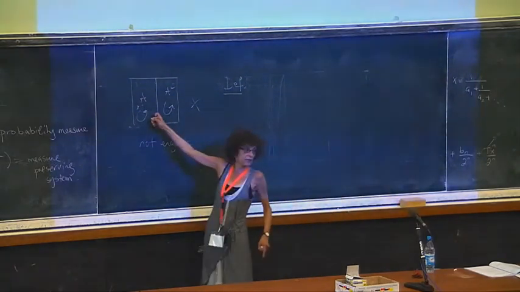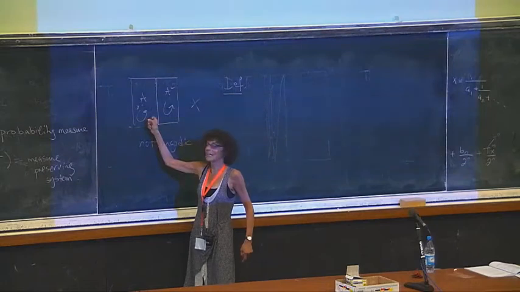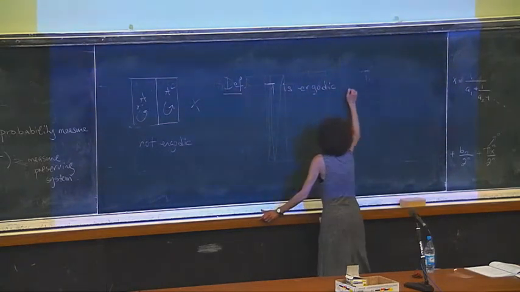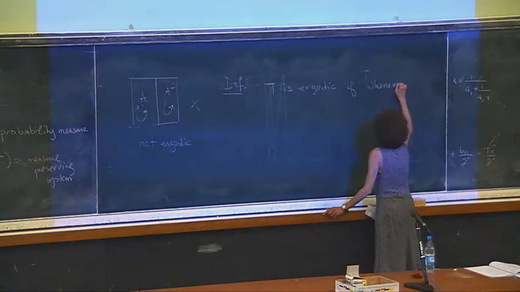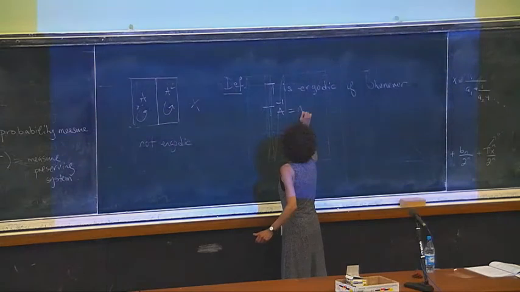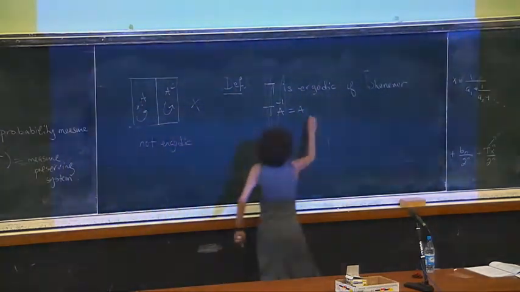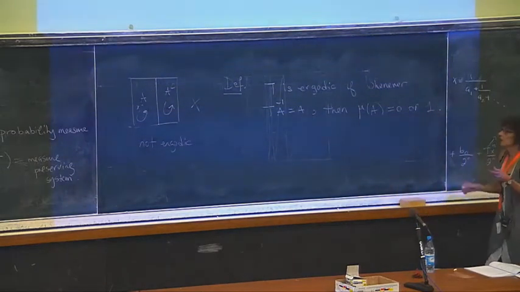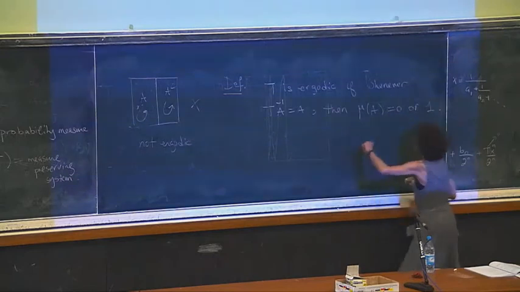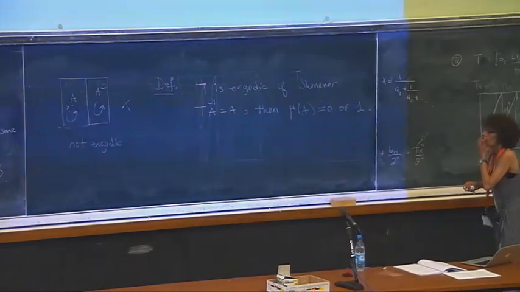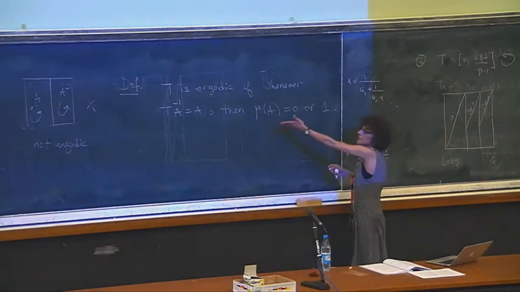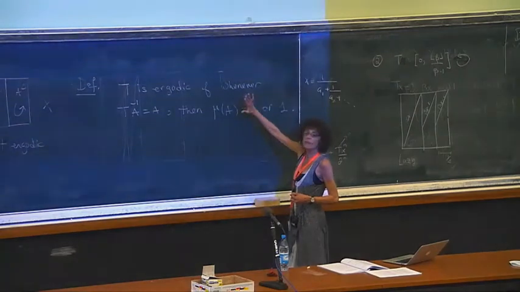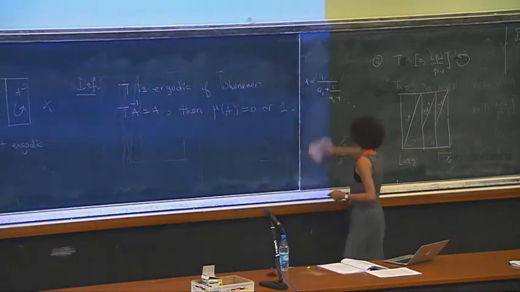So let me write down a rigorous definition, which is really a translation of the negation of this, which says that T is ergodic if whenever T inverse A is A, like in this picture, then the measure of A is 0 or 1. So this means that up to sets of measure 0, the only invariant sets are the trivial ones. But verifying ergodicity using the definition is sometimes easy, but sometimes it's not. And there are many equivalent characterizations of ergodicity. So let me list some.